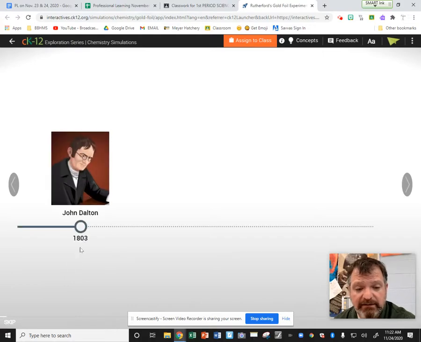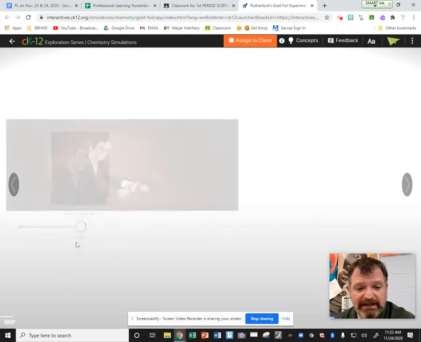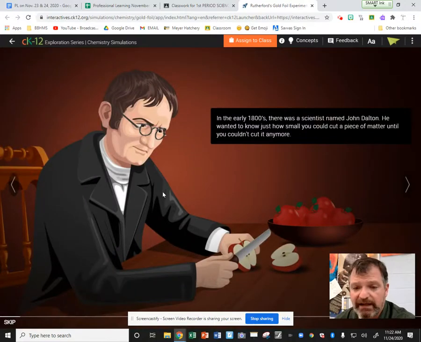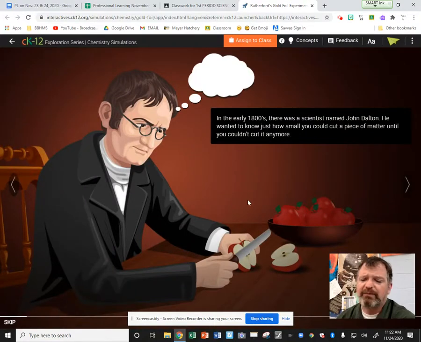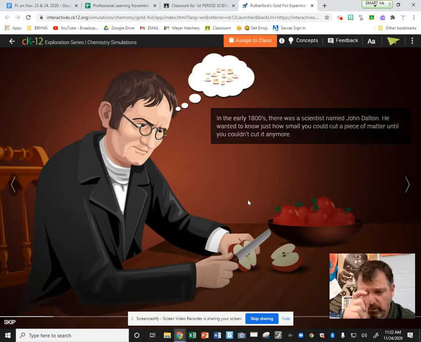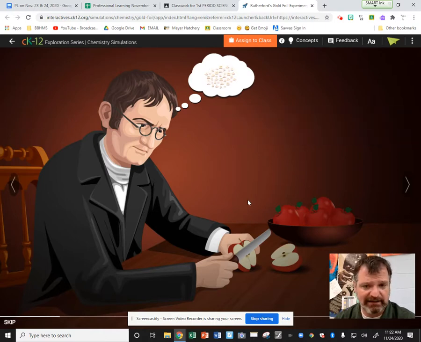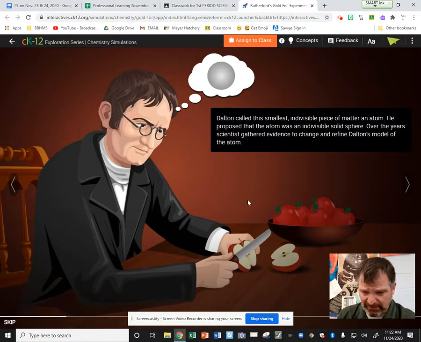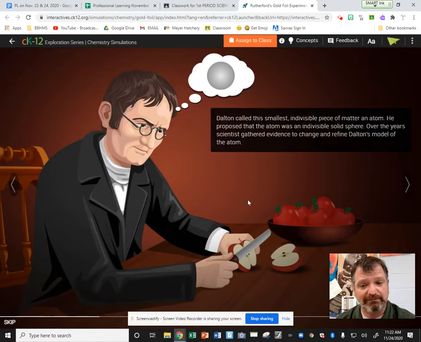So basically, starting in 1803, a guy named John Dalton was curious about matter, and he said, what would happen if we kept cutting matter? If I took an apple and I cut it in half, and I cut those halves in halves, and down, down, down, till we get down to one little bitty thing where I cannot cut it anymore. He was the first person to say that. And he was the first person to call this thing that I cannot cut anymore an atom, because that is what the Greek word atom means, cannot be divided.